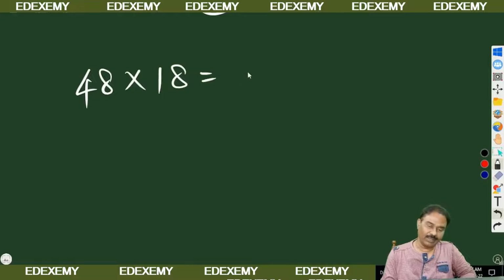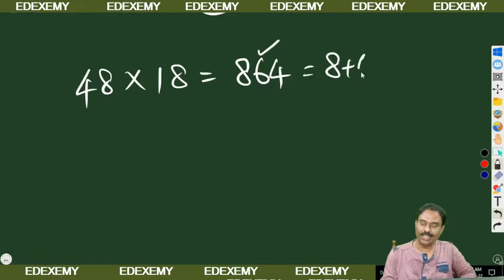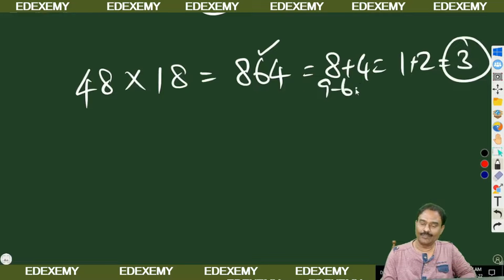Therefore, we will check it. The answer to 48 into 18 is 864. Suppose he decides to hide 6, then the balance 8 plus 4 is 12. 1 plus 2 is 3. 9 minus 3 is 6. Therefore, the answer is correct.